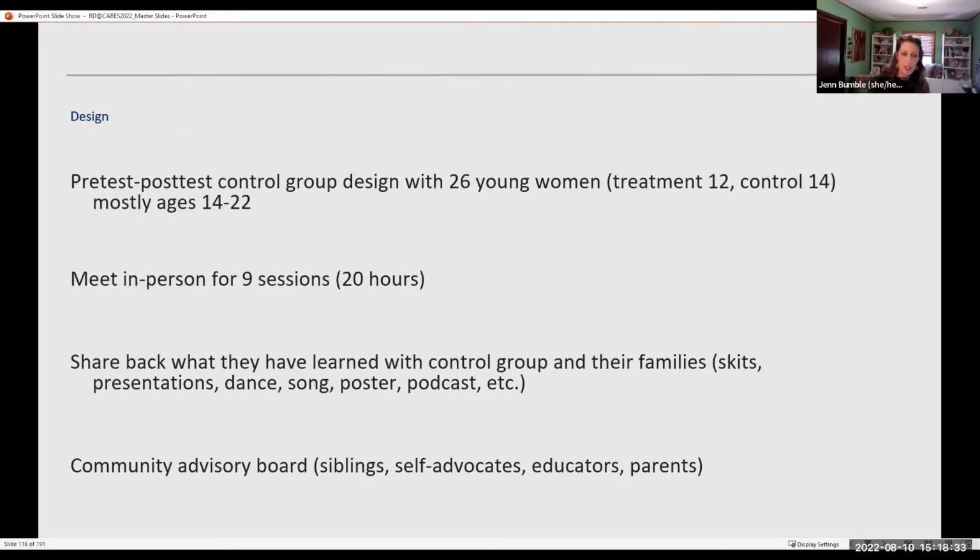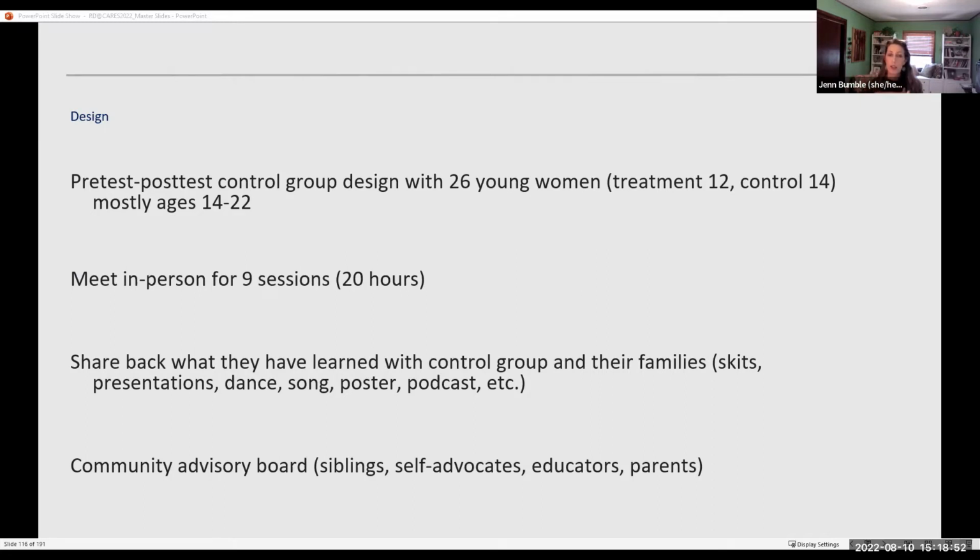So the way this project is designed, this is a pre-test, post-test. It is an underpowered group design with 26 young women. So we have 12 in our Mapping My Health group. We also have a control or business as usual group that has 14 participants in it.